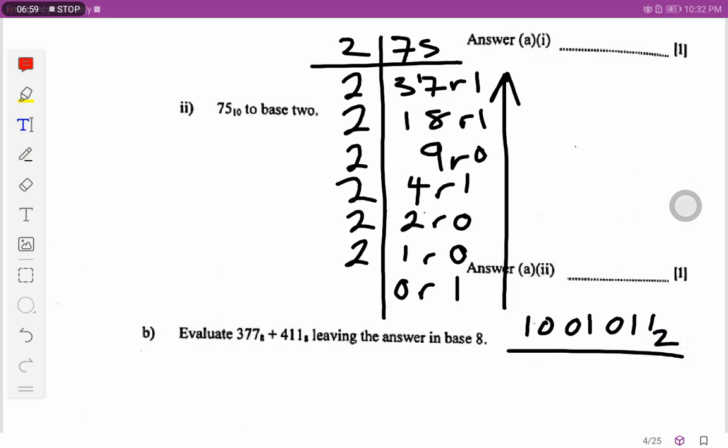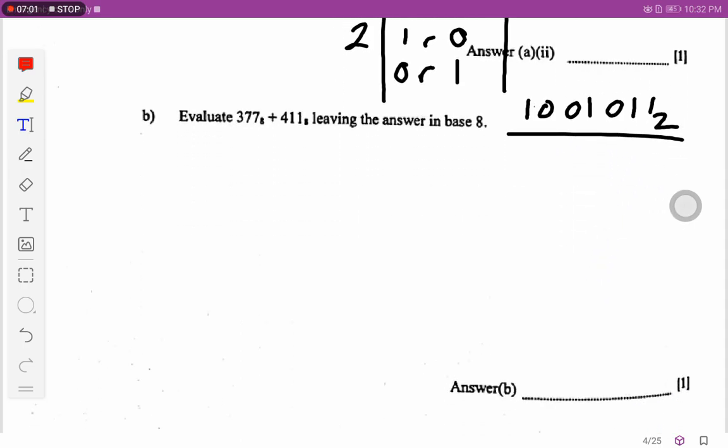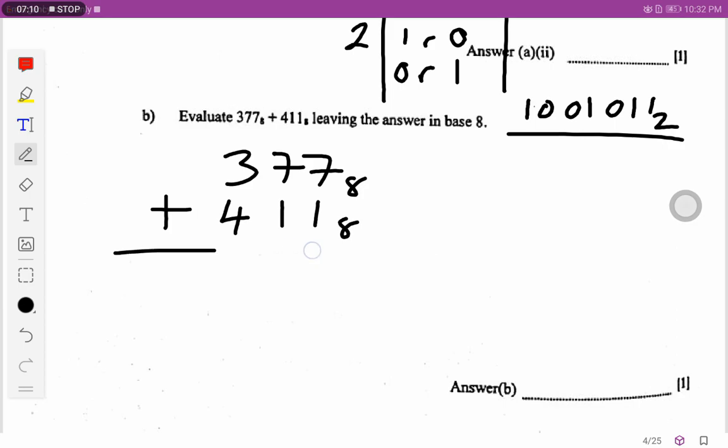That's our answer. Let's now go to the addition. We have 377 base 8 plus 411 base 8. When we are adding, 7 plus 1, we get 8. We cannot write 8 because it is the base, so we say 8 minus 8, we get a 0. Then we are going to add that 1 there of 8.